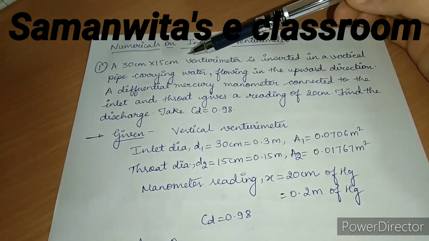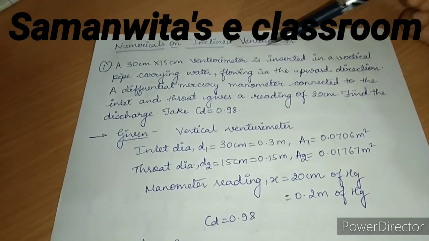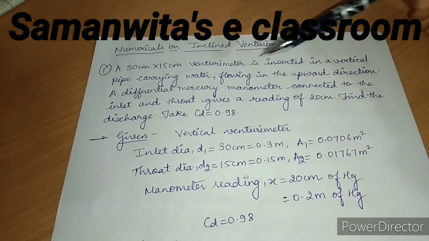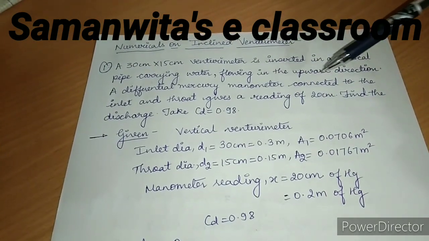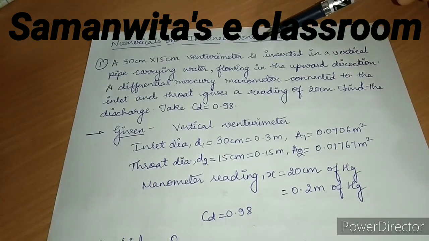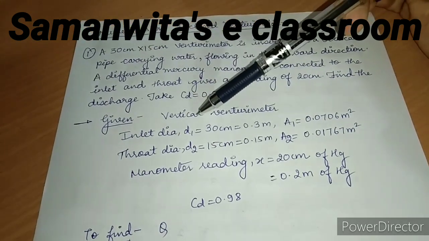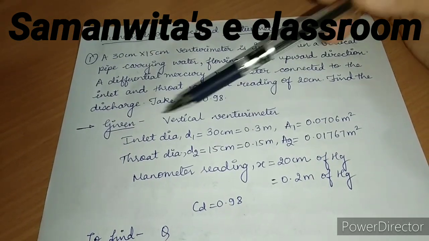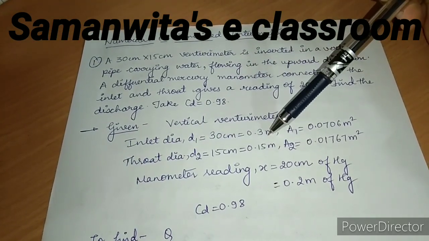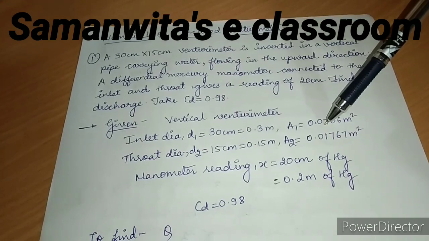A 30 centimeter by 15 centimeter venturimeter is inserted in a vertical pipe carrying water flowing in the upward direction. When you read this term upward direction, it simply means that it is a case of inclined venturimeter. So the data given is a vertical venturimeter. Inlet diameter D1 is 30 centimeter, which I have converted into meter and calculated the area A1.